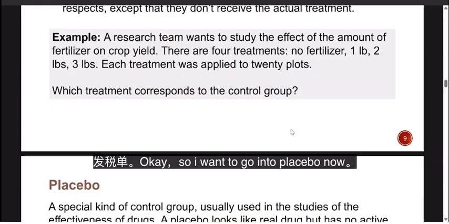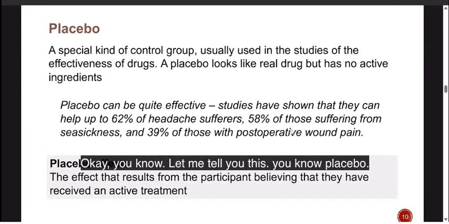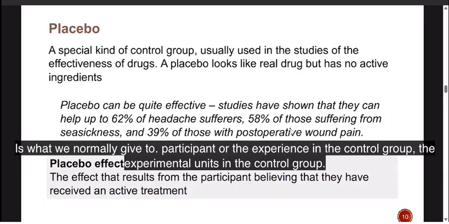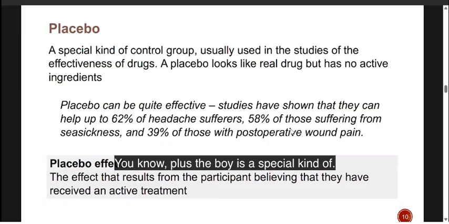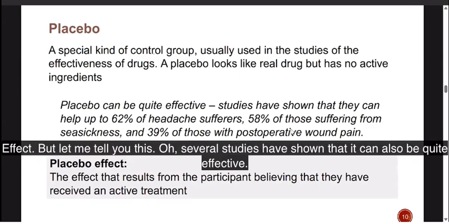Okay, so I want to go into placebo now. Placebo is what we normally give to participants in the control group, the experimental units in the control group. Placebo is a special kind of drug. It doesn't really have effects. But let me tell you this. Several studies have shown that it can also be quite effective.